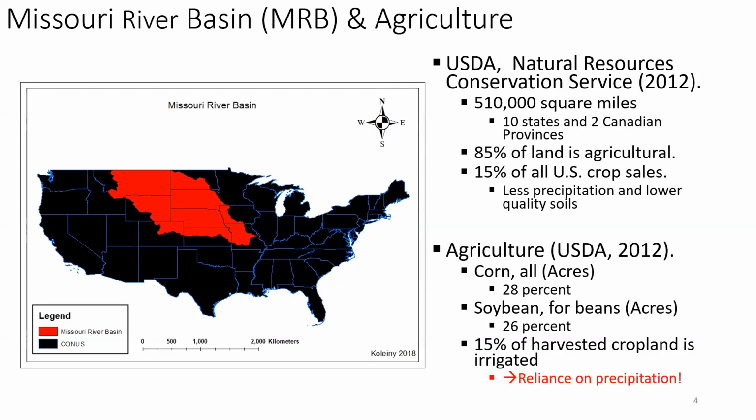This is due to the fact that the Missouri River Basin receives less annual precipitation, and the quality of soil is less here in the river basin compared to the Mississippi River Basin. As for agriculture, the Missouri River Basin accounts for nearly 28% of the national total of corn production, as well as 26% for soybean. Those crops also are number one and number two here in the state locally as well, from what I last recall. Another thing about agriculture is that only 15% of the cropland that's harvested is actually irrigated within the river basin, meaning there's a huge reliance on precipitation throughout the river basin.